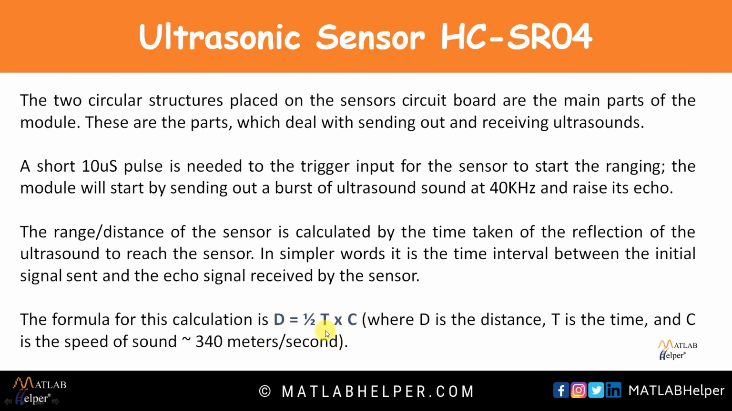As we know, distance is equal to speed into time, so it is t into c, and it is multiplied with half. As the ultrasonic sound takes some time to reach and then gets reflected back, it covers twice the distance. So it takes twice the time to go and come back. So we are multiplying with half. So this is the formula, that is d is equal to half t into c, to calculate the distance from the sensor to the obstacle.